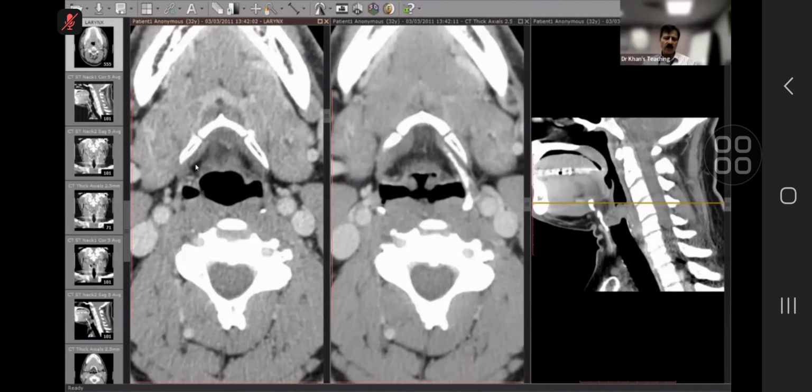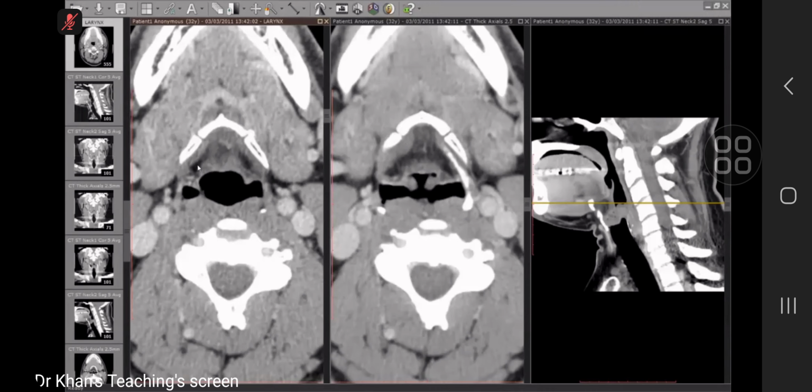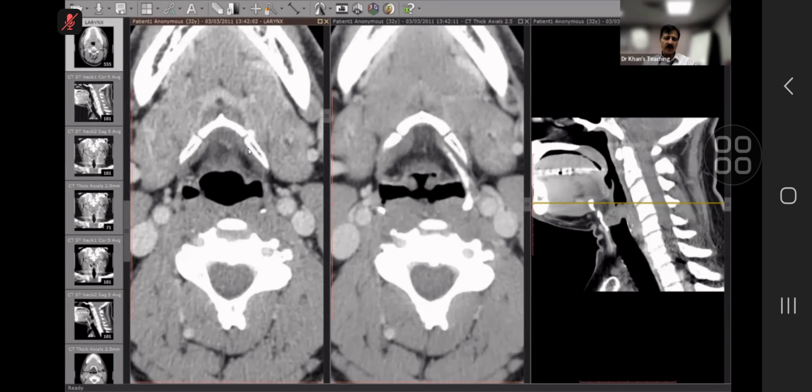Okay, and what fat is this? Continuation of the pre-epiglottic fat along the lateral aspect. So this one is known as paraglottic fat. So this is paraglottic fat, and this is pre-epiglottic fat. This is the hyoid bone. Now, what is this structure?